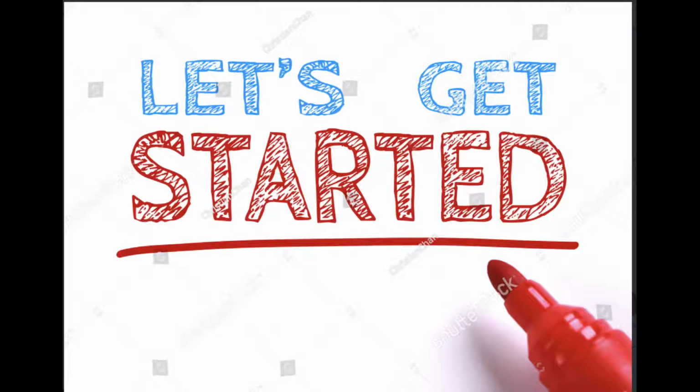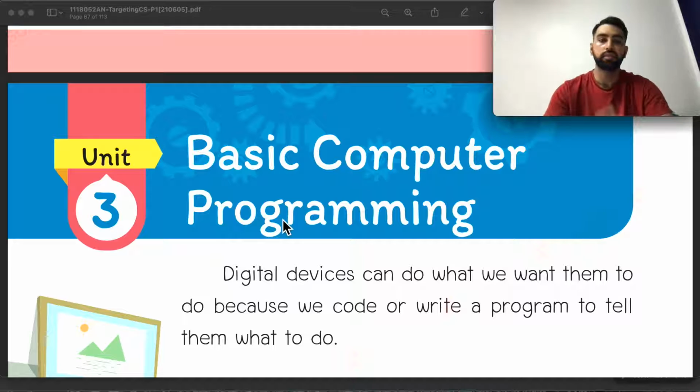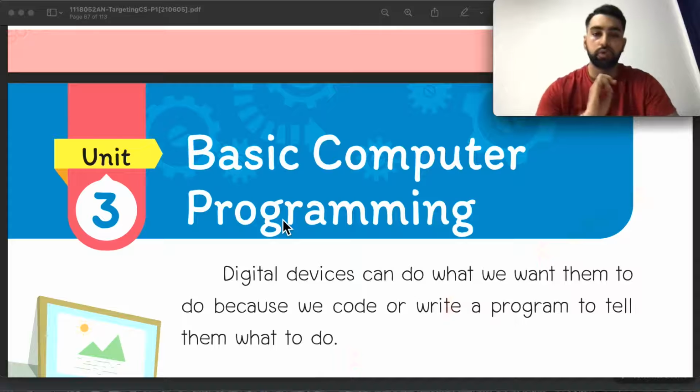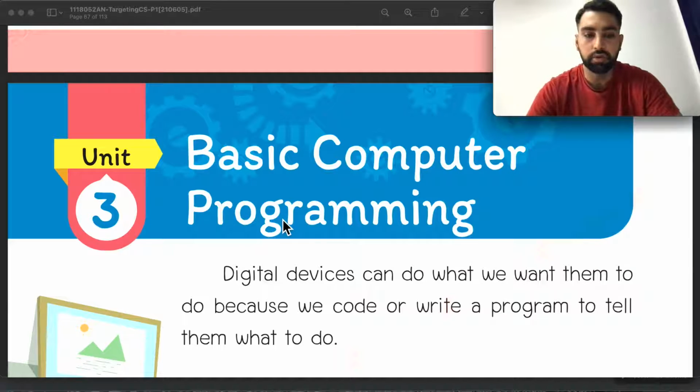All right, so today we're going to start unit number 3, the first topic of unit 3. Let's check out what we have. We have basic computer programming. In this unit we're gonna learn how to make a program. Alright, let's see how you can do it.